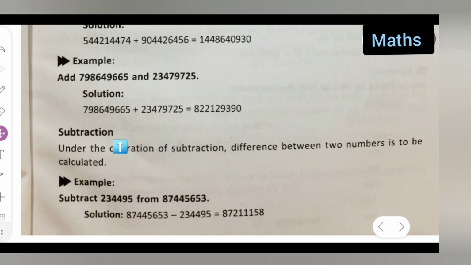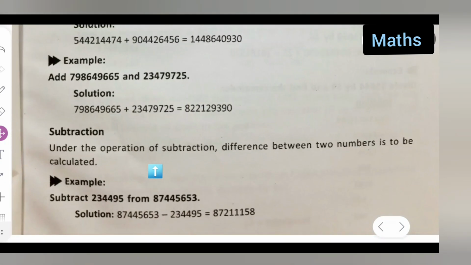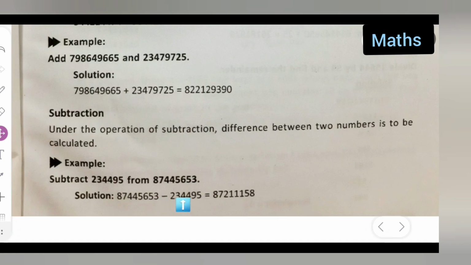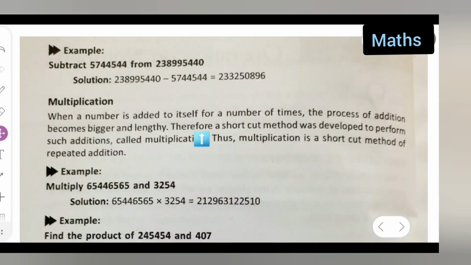So next part is about subtraction. Under the operation of subtraction, the difference between 2 numbers is to be calculated. Like for example, subtract 2 3 4 4 9 5 and 8 7 4 4 5 6 5 3. So you'll have to subtract this. You'll have to put a minus sign, this minus this, and you will get a specific solution. Okay, I hope you all know how to subtract. Next, moving towards one more example, subtract these 2 numbers and you will get a specific solution.